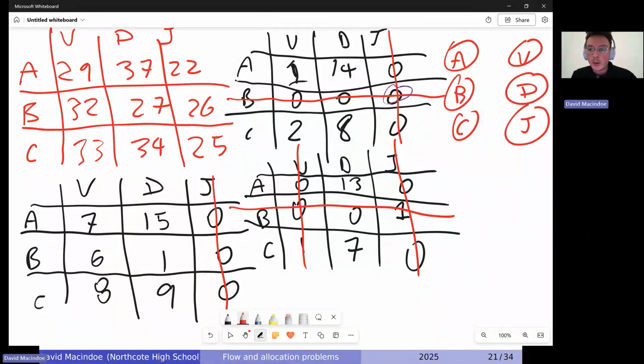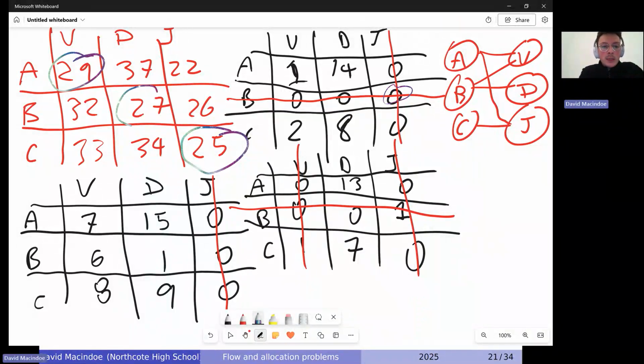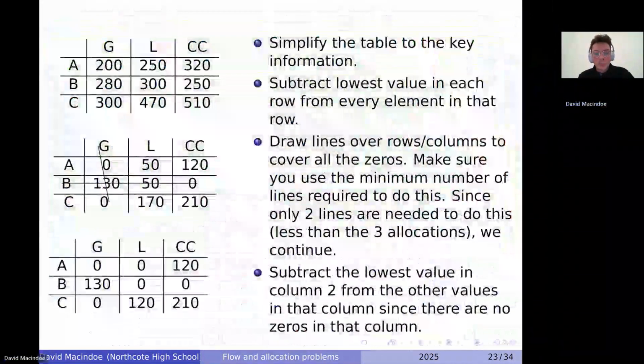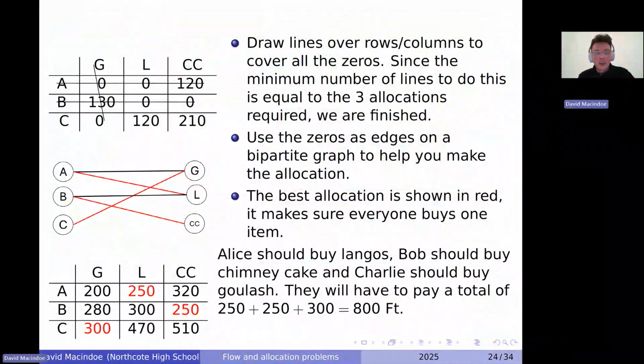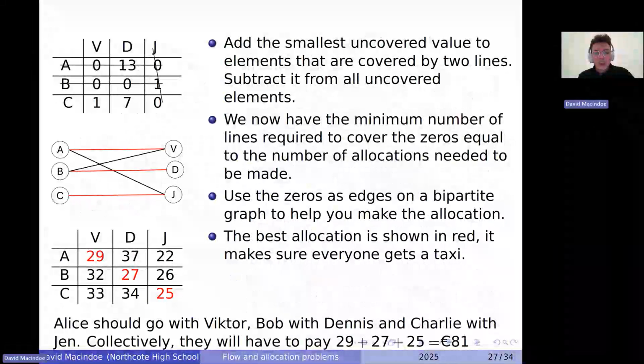So A is connected to V and J. B is connected to V and D. And C is connected to just J. So from that, we can go, okay, the only 0 we get for C is with J, so they've got to go there. And then A must go with V because they just had J and V. And so B is going with D. So our overall cost for all those taxi rides is all those numbers added up. So we'll look at what that is. Lots and lots of process here. Overall, it adds up to 81 euros. Yeah, okay.